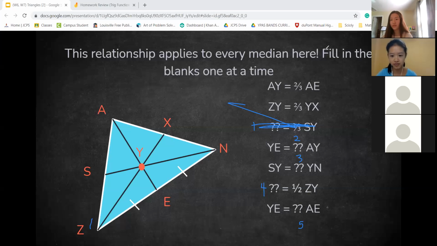Should we just go over these now? Yeah, we can go over them. Okay, so let's start with number 2 so that we can go in order.